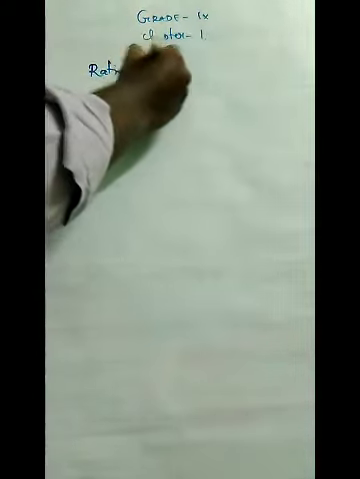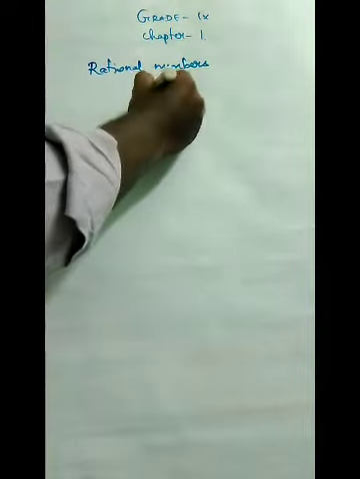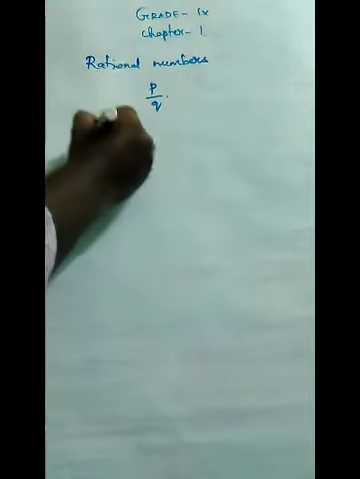Hello everyone, today we are going to see chapter 1. In chapter 1 we are learning rational numbers. So what is a rational number? If it is possible for us to represent a number in p by q form, then the numbers are called rational numbers. And we have learnt about irrational numbers also.